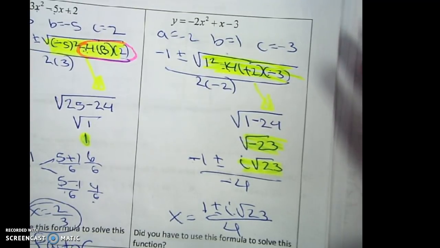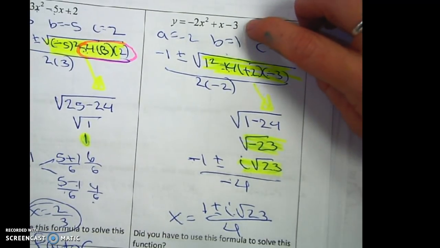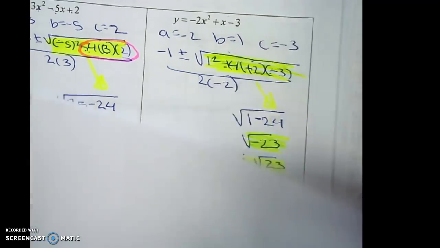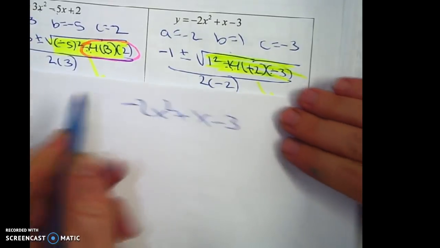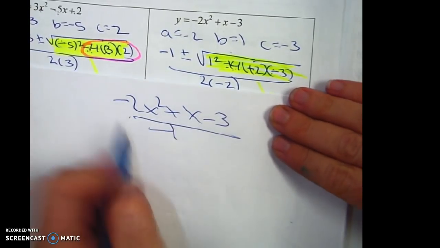So what does that mean? That means that you only had one choice, and that was to do the quadratic formula. If I tried to factor this, first of all, what I don't like about it is there's a negative. So fine, I divide by negative 1.